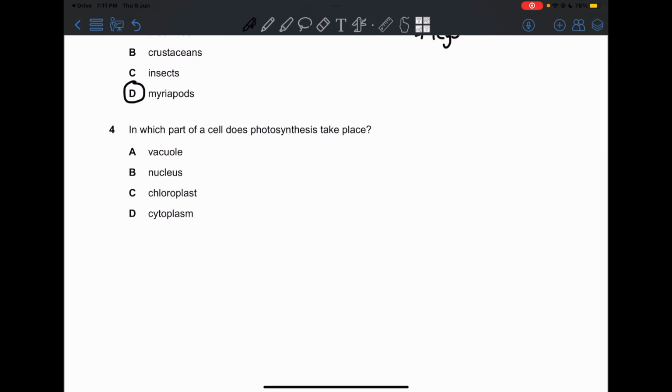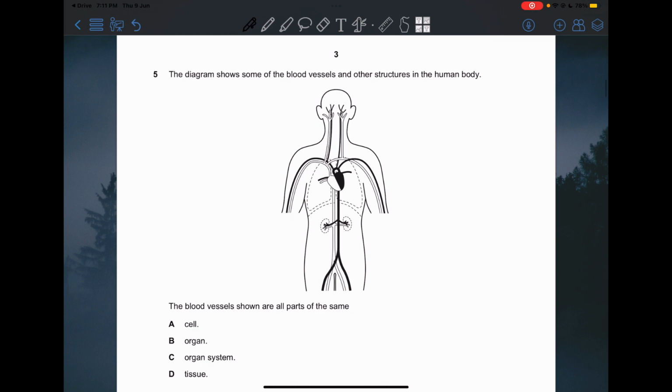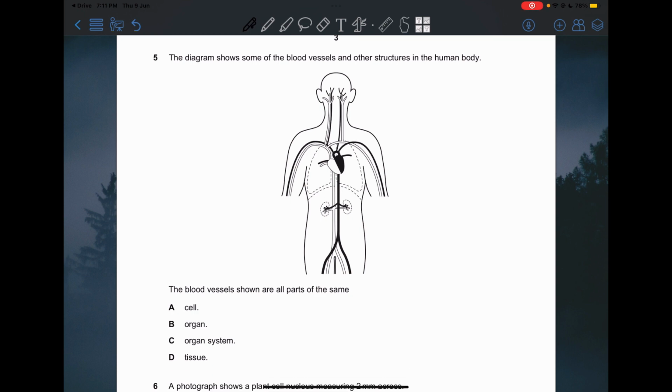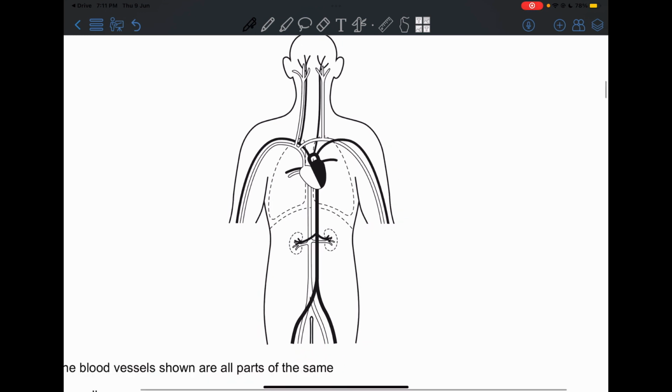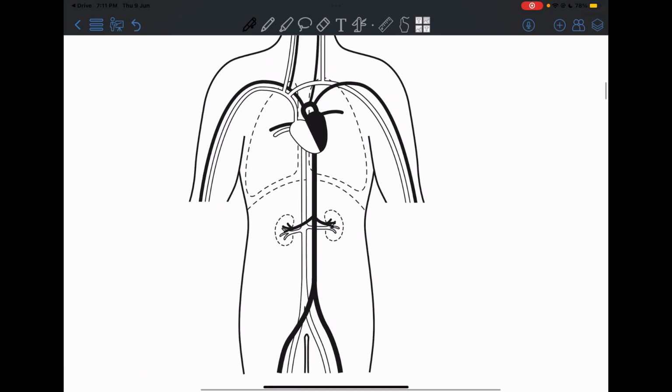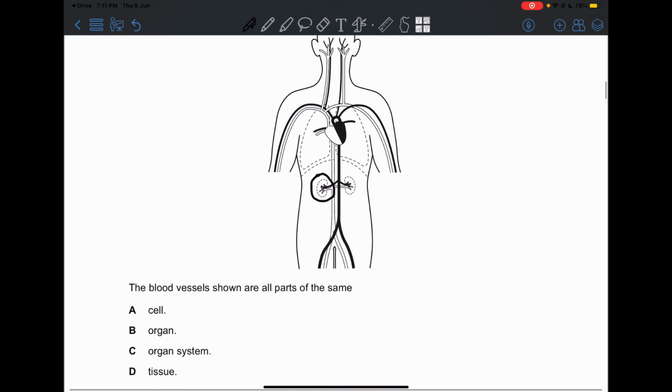4, in which part of a cell does photosynthesis take place? We know that photosynthesis takes place in the chloroplast, so we're going to be choosing that. Number 5, the diagram shows some of the blood vessels and other structures in the human body. The blood vessels shown are all parts of the same what? Over here we can see the heart, the artery and the vein are shown, with the pathway taken by them. There is the renal vein and the renal artery, and many others. So that is an organ system, the circulatory system.